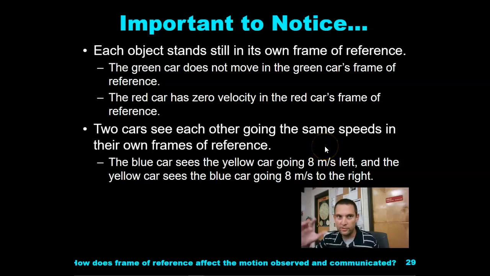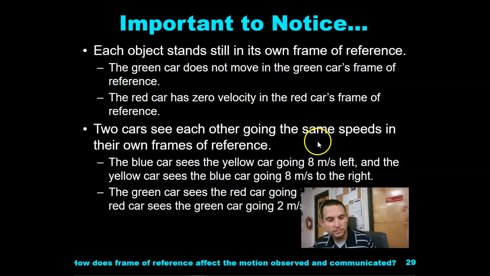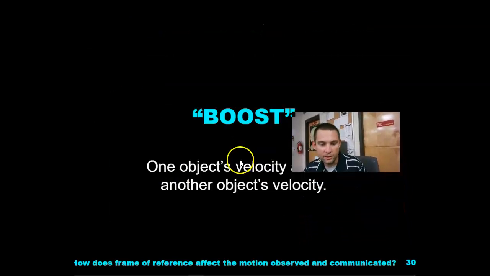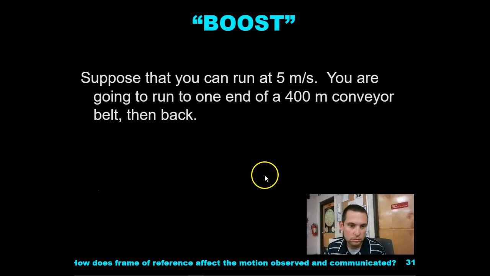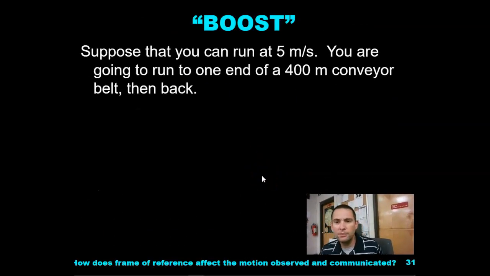So when I removed the hand, you could see that I was spinning around. Was I spinning around, or were you spinning around? Depends on who you ask. And then the green car sees the red car going to the right, and the red car sees the green car.